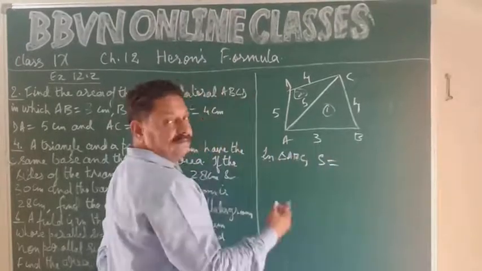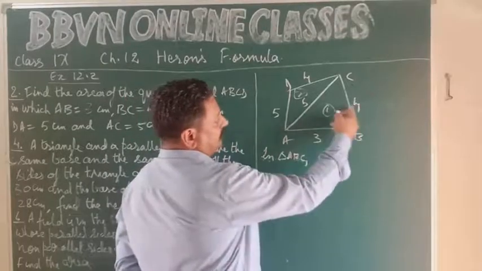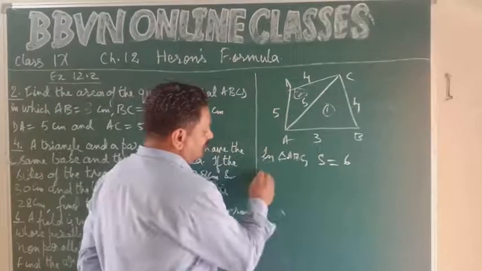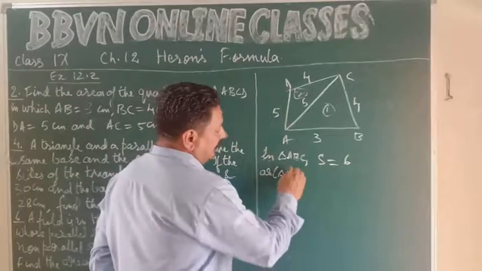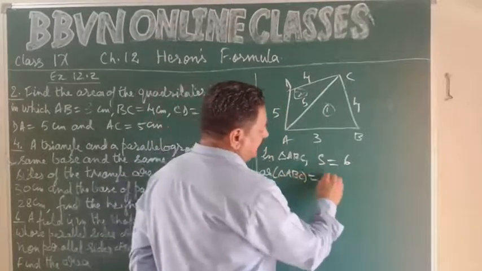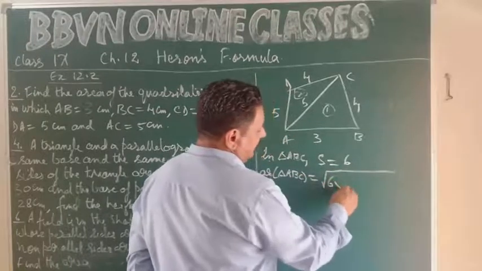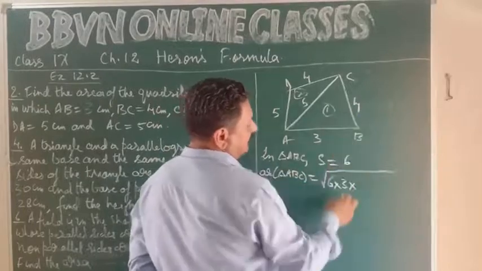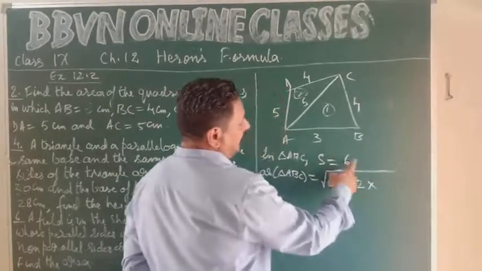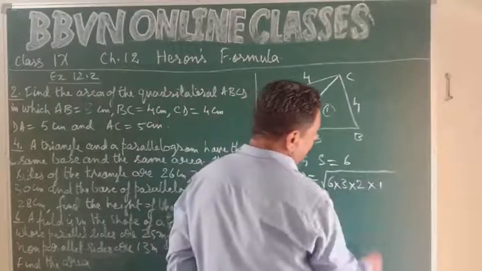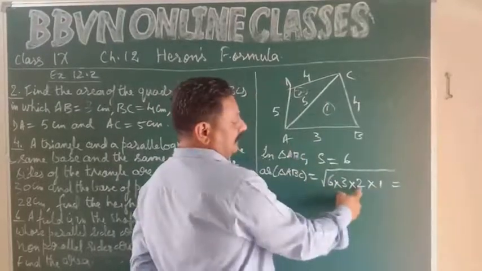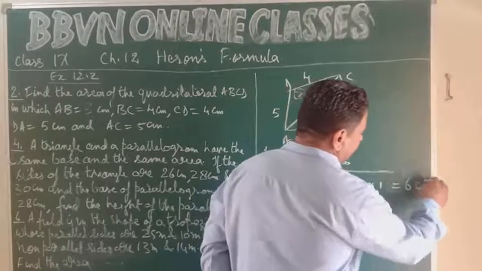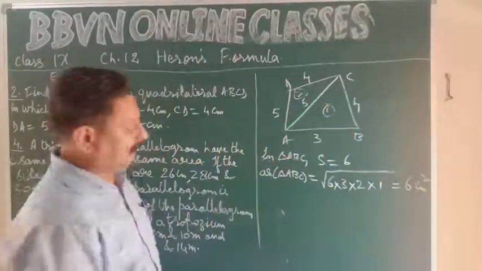S, the semi-perimeter, is 3 plus 4, 7, plus 5, 12, upon 2 is 6. So area of triangle ABC is under root S into S minus A, 6 minus 3 is 3, into S minus B, 6 minus 4 is 2, into S minus C, 6 minus 5 is 1. So 6 3s are 18, into 2, 36, square root is 6 centimeter square. This is the area of triangle ABC.